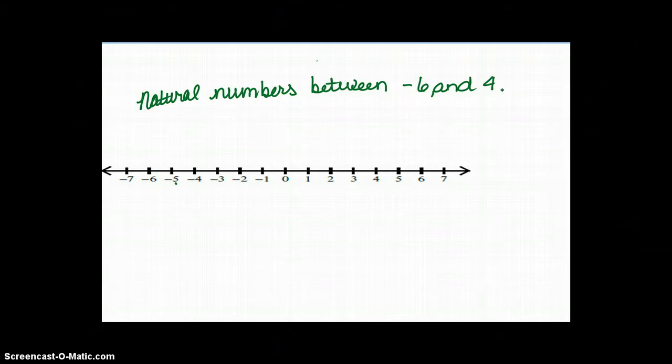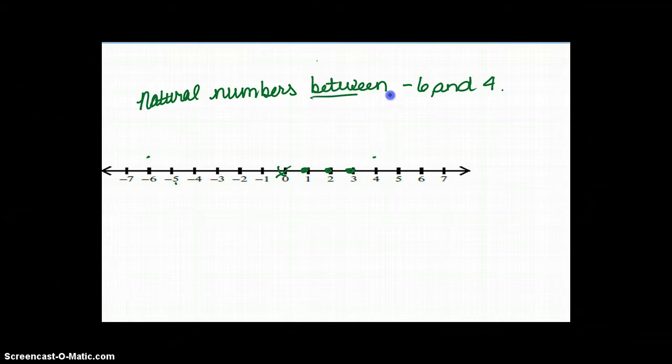The first thing we need to do is go back and say, well, what does it mean to be a natural number? Remember, those natural numbers are those counting numbers: 1, 2, 3, 4, 5, 6, 7, on and on. So if we look between -6 and 4, what are the numbers in between there that are natural numbers? We know we're not going to use 0 because 0 is a whole number, not a natural number. You never hear a 2-year-old start counting and saying 0, 1, 2, 3, 4. So the natural numbers are going to be 1, 2, 3.